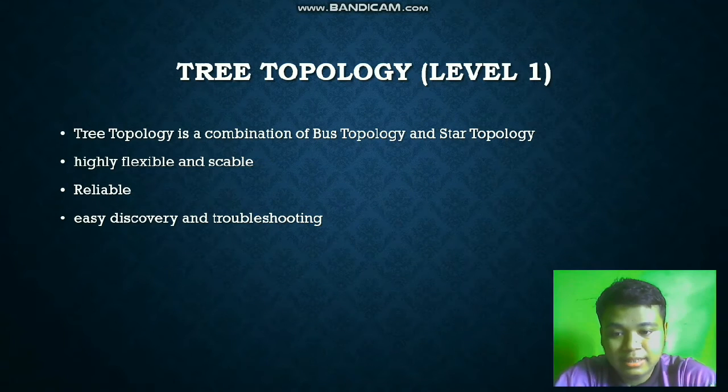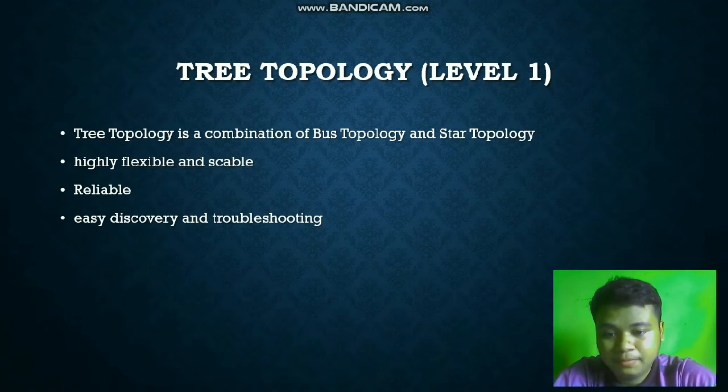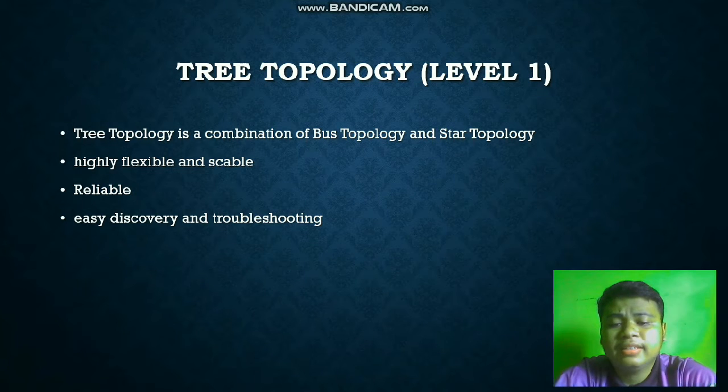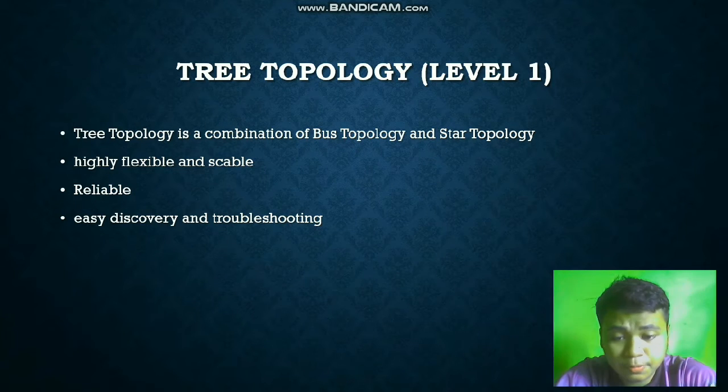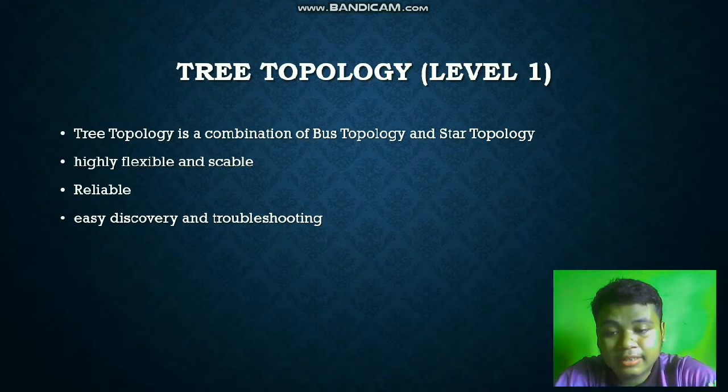Level 1, tree topology. For level 1, we identified that tree topology is the most appropriate topology. Tree topology is a combination of bus topology and star topology. In this type of network topology, a strong backbone cable connects individual network segments. Each network segment contains several nodes. Nodes in a network segment are connected to the switch or hub.